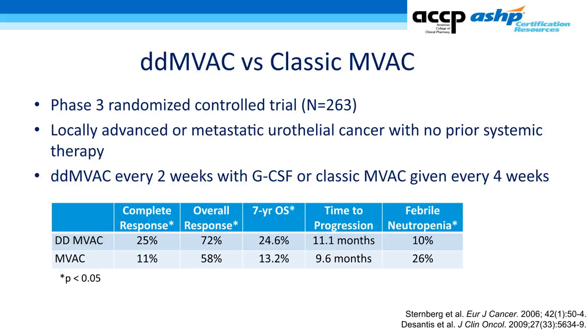Let's look at some of the studies that led to the guidelines that we have now. So this is a phase 3 randomized study of dose-dense MVAC versus traditional or classical MVAC. And these were locally advanced or metastatic patients being treated in the first-line setting. So dose-dense MVAC was every 2 weeks with G-CSF support, versus classic MVAC given every 4 weeks. And remember, this is methotrexate, vinblastine, doxorubicin, and cisplatin. You can see the dose-dense MVAC has higher complete response rates and overall response rates, better overall survival, better time to progression, and less febrile neutropenia because of the G-CSF support. So that's why you don't see classic MVAC in the guidelines. It's dose-dense MVAC if you're going to use MVAC.